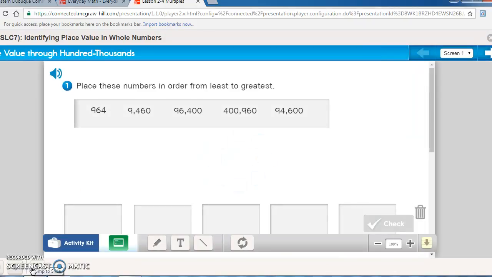Place these numbers in order from least to greatest. So make sure you're looking first of all at the hundreds place, the thousands place, the 10,000s place, the 100,000s place, and the 10,000s place again. Place them in order.